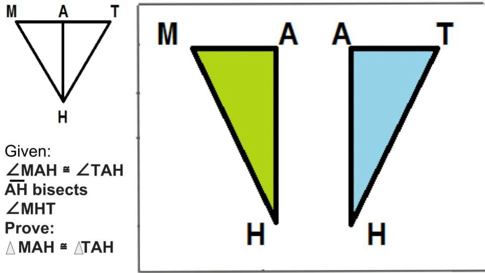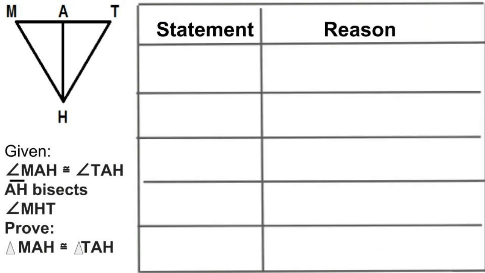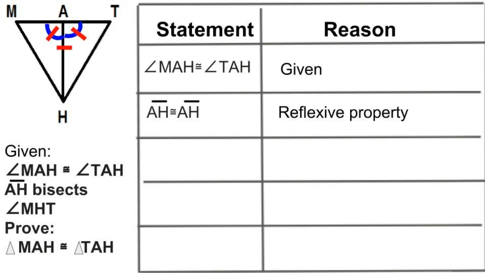Our first statement is angle NAH is congruent to angle TAH, and the reason is given. In the figure, segment AH is a common side, or a shared side. Here we can say that segment AH is congruent to segment AH, and the reason is the reflexive property.